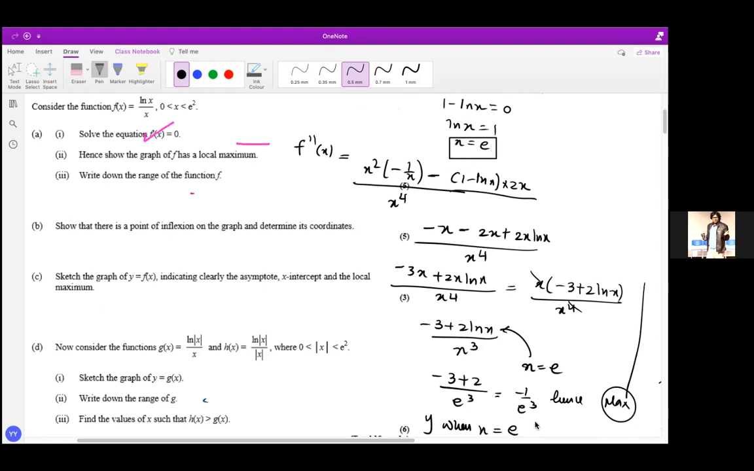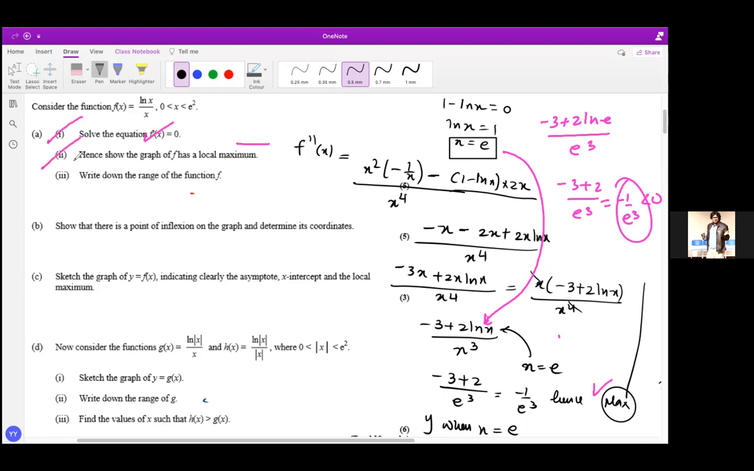Now you're going to input the x coordinate that we had got from the previous part in place of this x. So you get negative 3 plus 2 ln e upon e cubed, which will be negative 3 plus 2 upon e cubed, which is obviously negative 1 upon e cubed. Since the second derivative is negative, less than 0, this has to be a local maximum. So that's the validity for the first part.